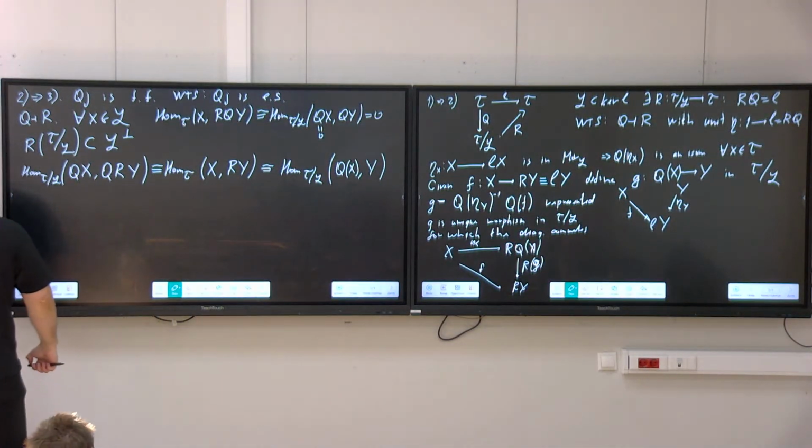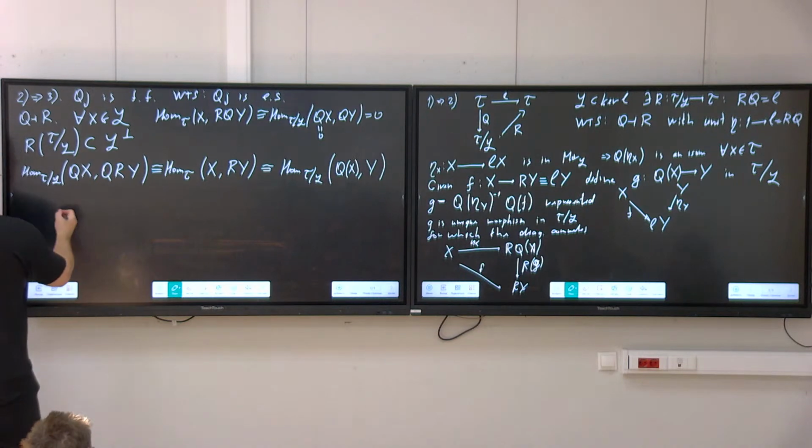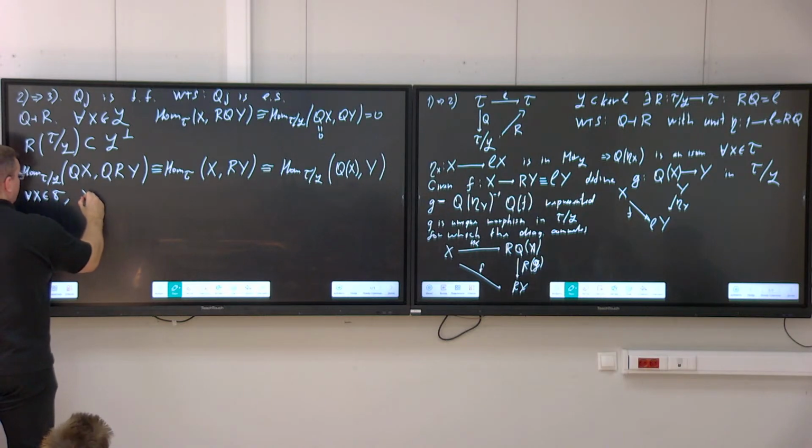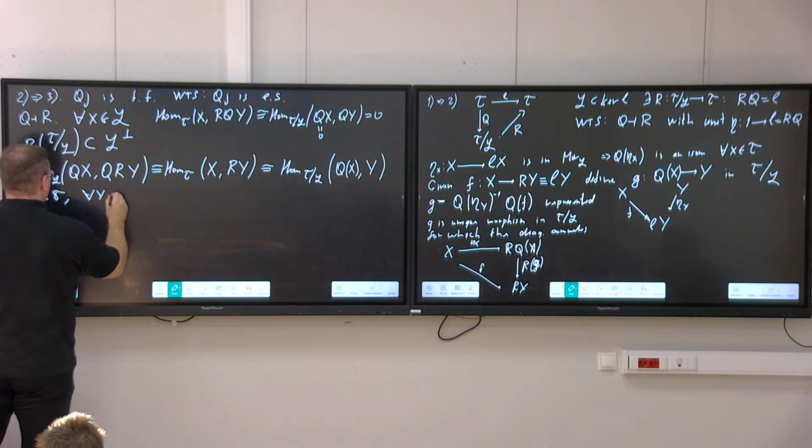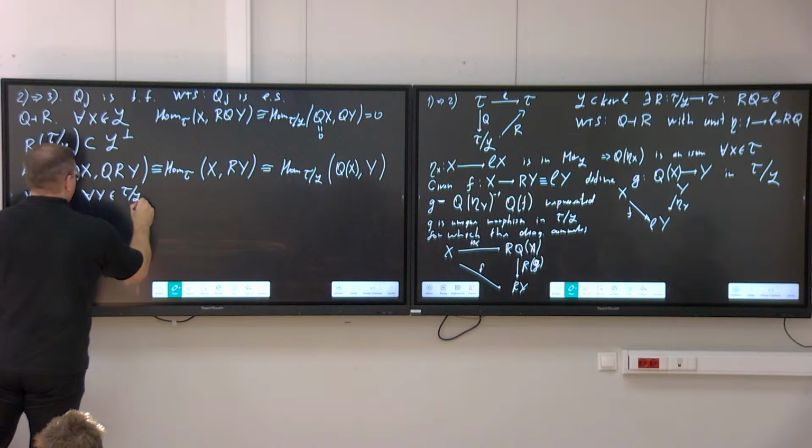What are X and Y here? No, just the objects. This is true for any X in T and any Y. I can write this in T mod L, but the objects are the same, so any Y in T mod L.